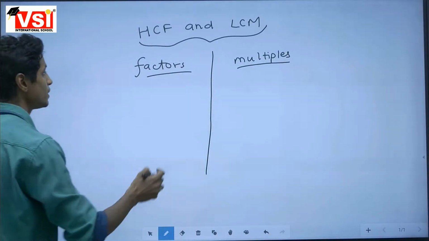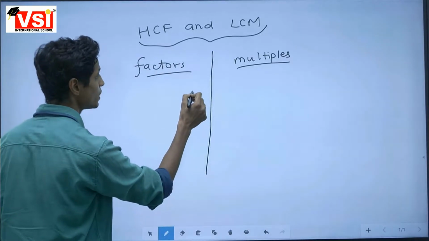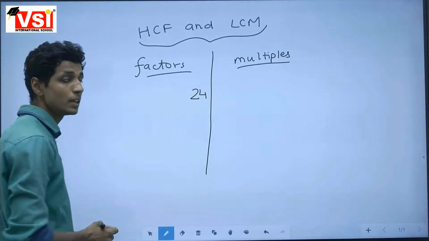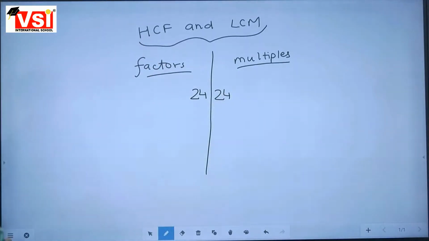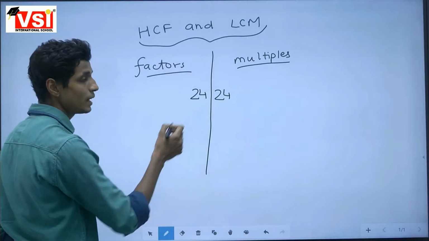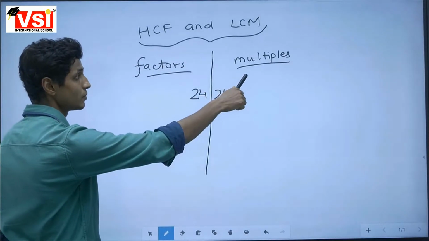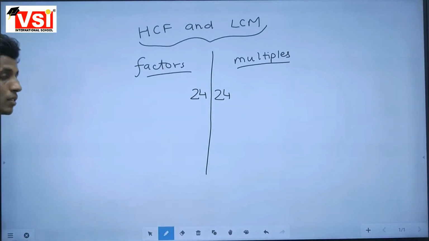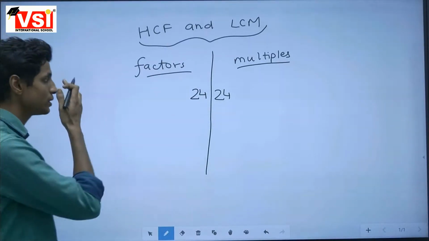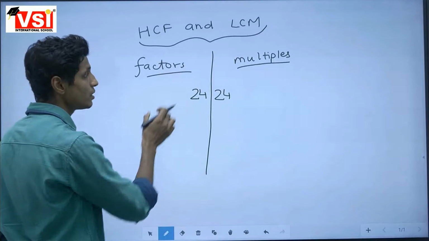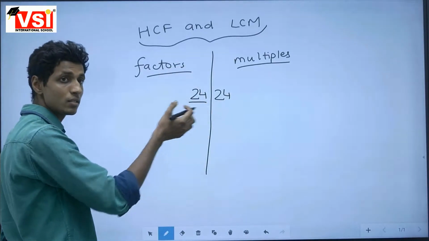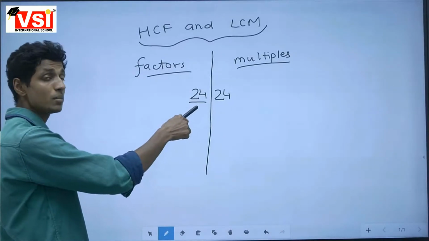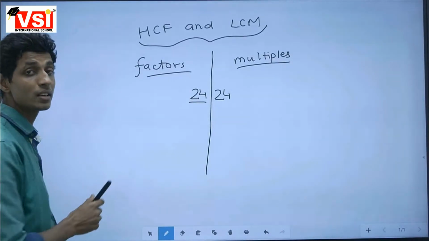For example, we can take how to find the factors of number 24 and how to find multiples of number 24. So have a focus over here. The factors of any number are limited in number and multiples of any number are unlimited in number. Means a factor of any number is a smaller number than that number itself, which divides that number completely.